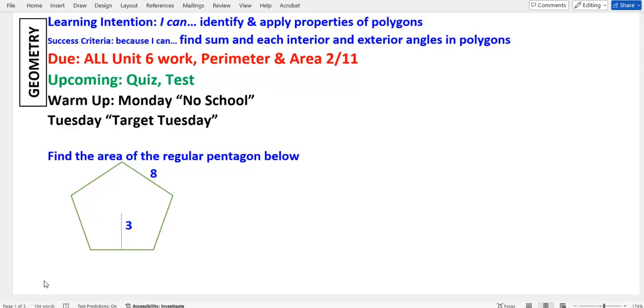Now, look behind me on 211, perimeter and area. You should have done this and turned it in. And when I say done it, I mean on your own with your work. Okay, I keep getting funny business. So now, check it out. Monday, did you write no school? Because there was no school, right? Yesterday, if you didn't do the Schneider version of the warm up, you could write just Target Tuesday.